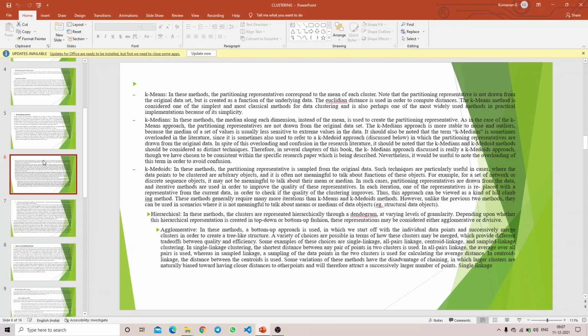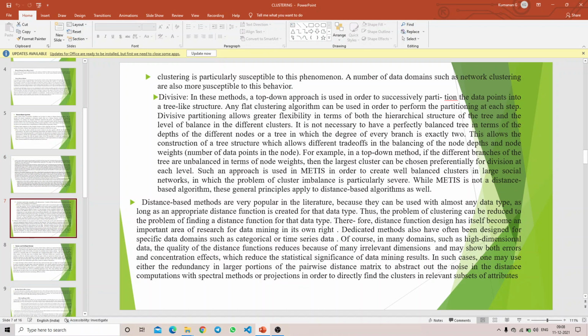Some variations of this method have the disadvantage of chaining, in which larger clusters are naturally biased towards having closer distance to other points and will therefore attract a successively large number of points. Single linkage clustering is particularly susceptible to the phenomenon. A number of domains such as network clustering are more susceptible to this behavior.